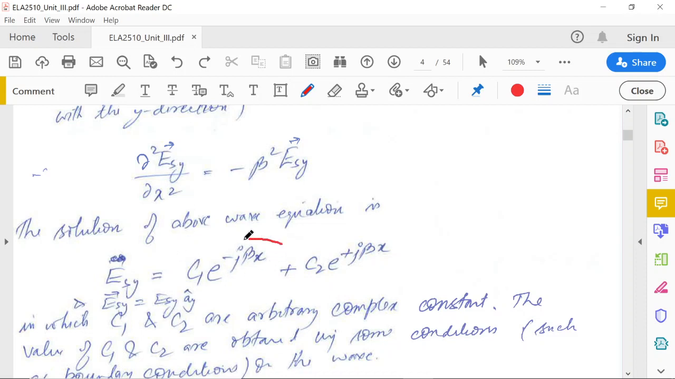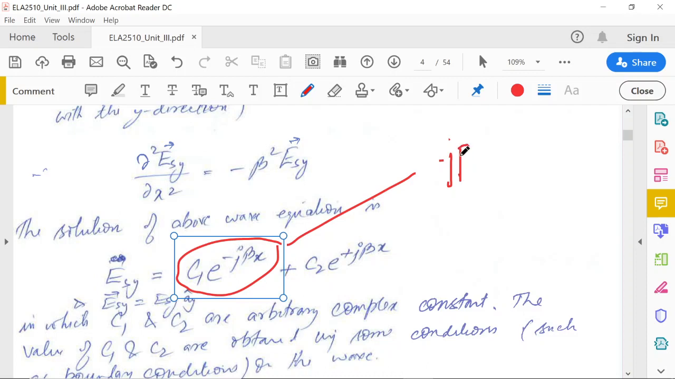Let's take this, focus only on this part. When you take the double derivative of this one, you will get minus j beta whole square, and it will be C1 e to the power minus j beta x, which is the same as what we have already considered. And here minus j beta square will be minus beta square. So this will be the solution of this one.